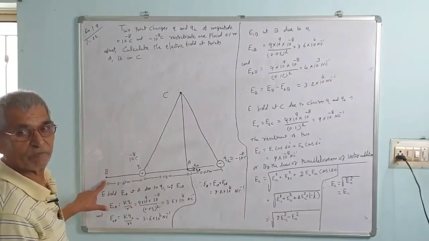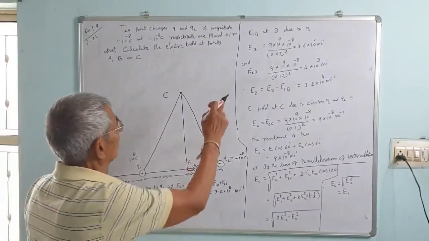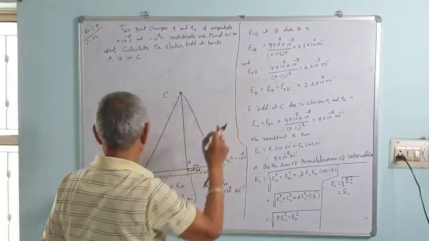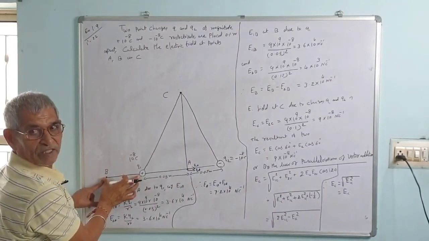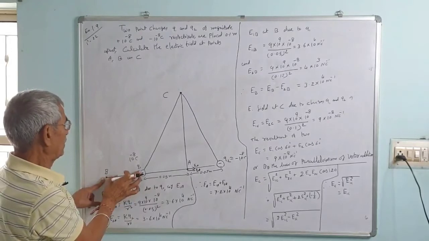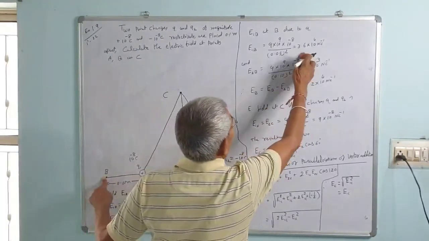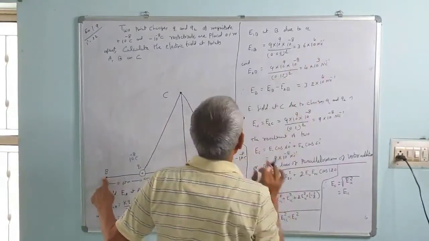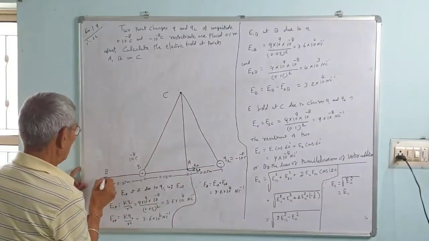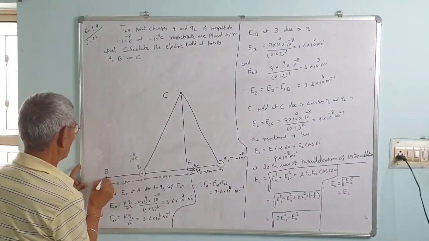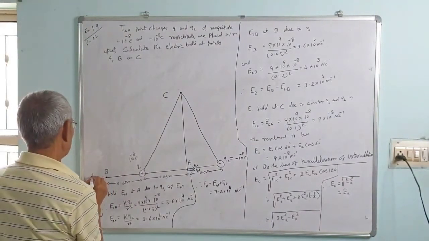Now let us calculate the field at B. The field at B due to Q1 is E1B. What is this? Same, the distance is the same, the charge is the same, K you know, K Q1 upon R1 square, the same 3.6 times 10 to the power 4 Newton per coulomb. And what is the direction? This is plus, and if we place a unit positive charge here, it will repel. So this is the direction of E1B.